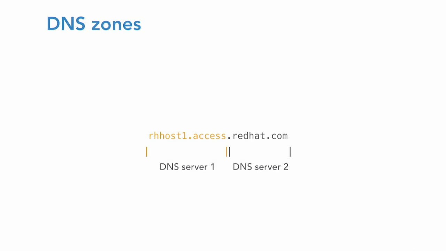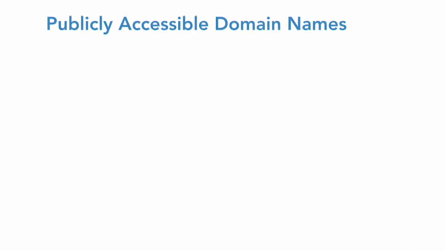These sections don't have to correlate exactly to subdomains and domains either. One DNS server could manage different portions depending on how the network is configured. For instance, DNS Server 1 could manage the host in access.redhat.com, and DNS Server 2 could manage resolving the host directly under redhat.com.